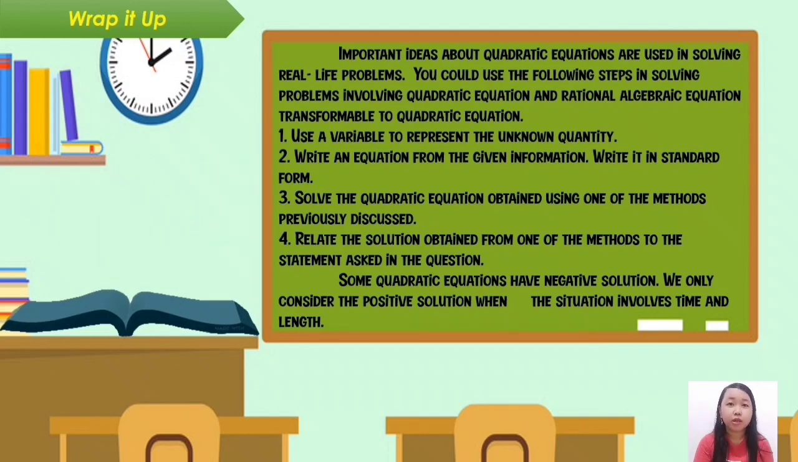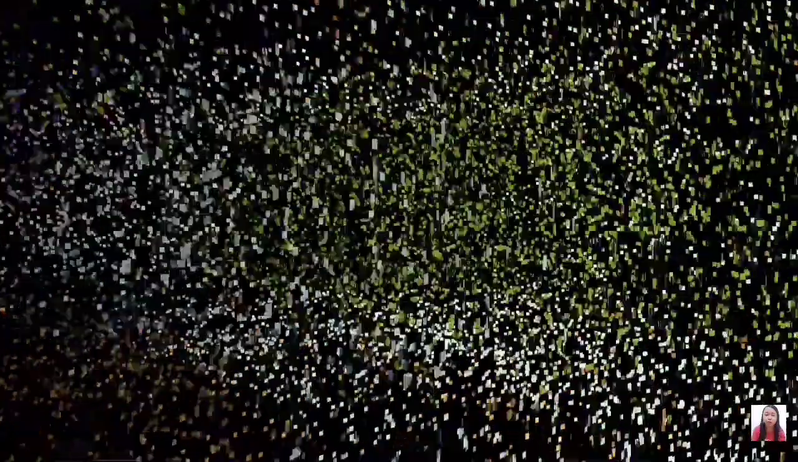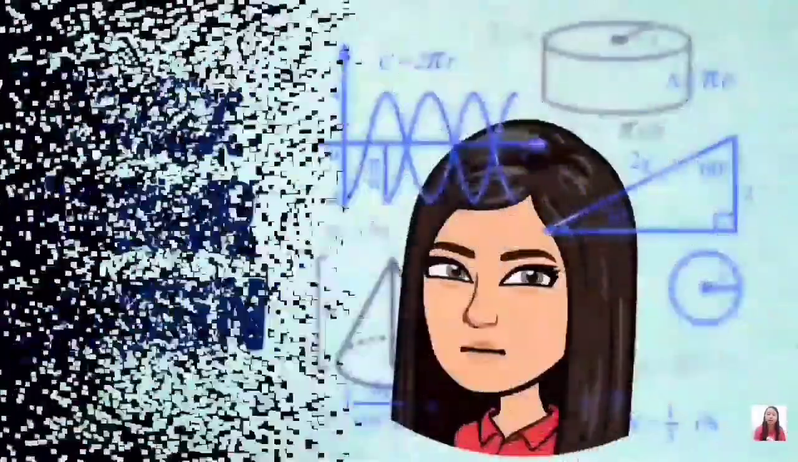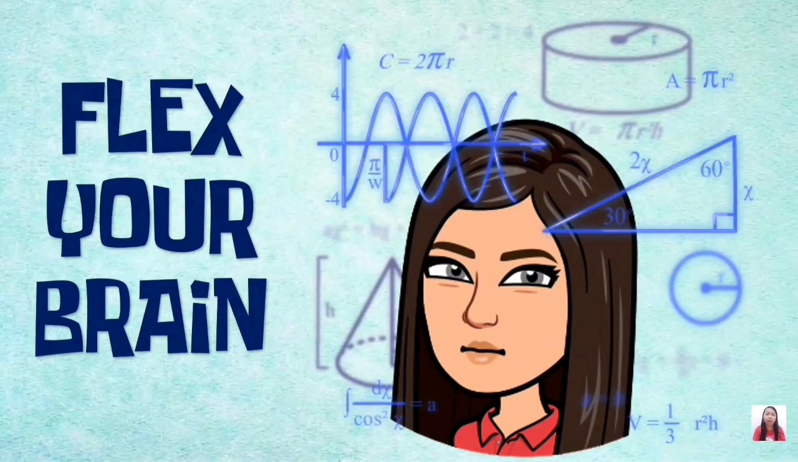So when you reach this part of the video, you could now answer the Flex Your Brain part. And after this, you could also answer the reflection part of your self-learning material.